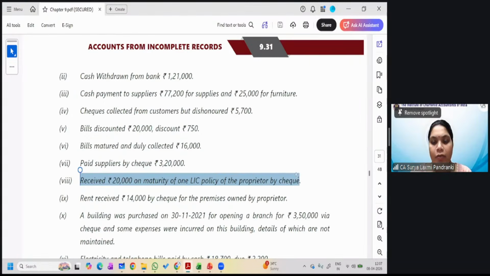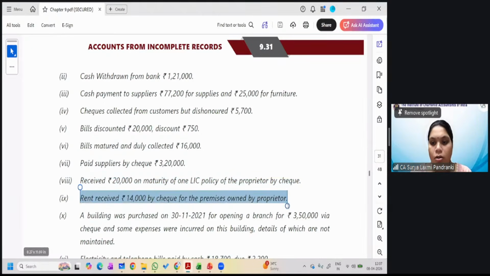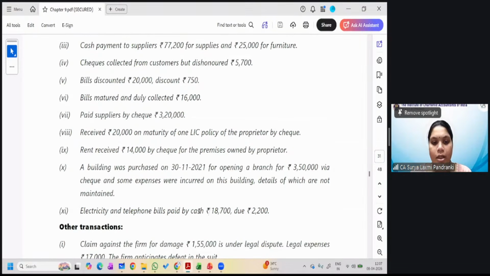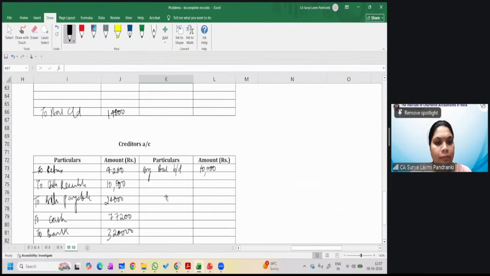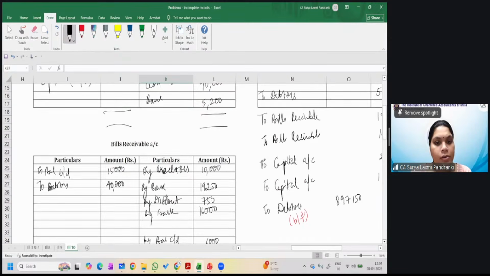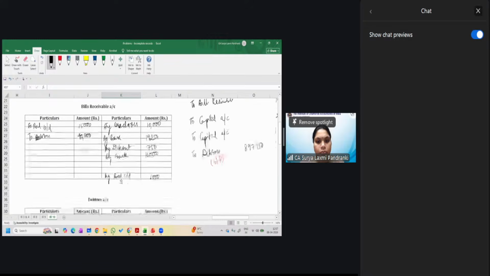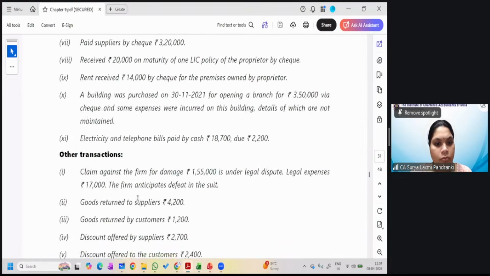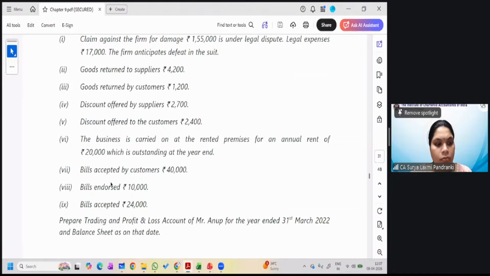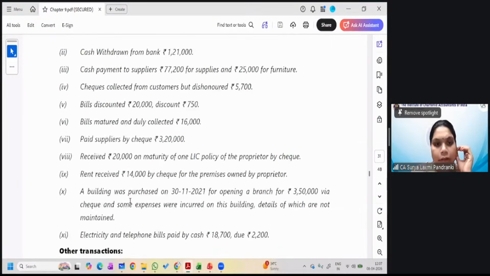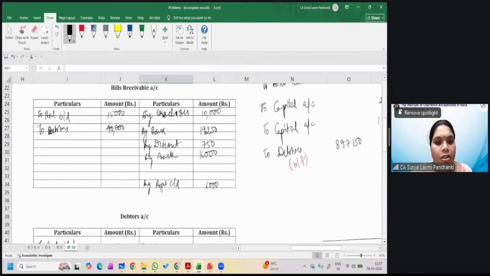This will not come in any of your accounts. This also will not come. Building also will not come. This also will not come in your creditors or any of these accounts. Okay. Are we done? Did we write all the transactions? All these three are done. We have written everything. Check the balancing figures in all the accounts.